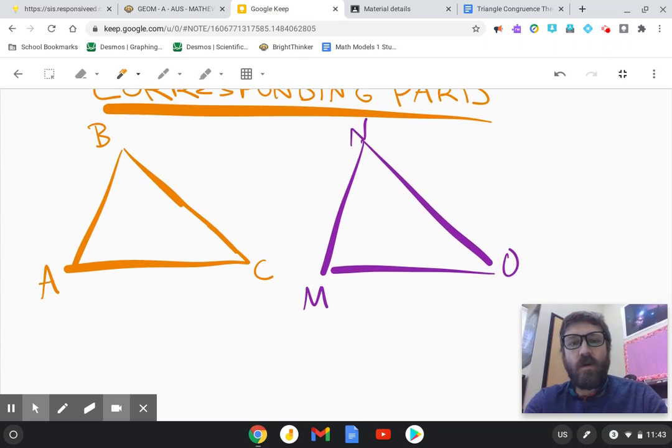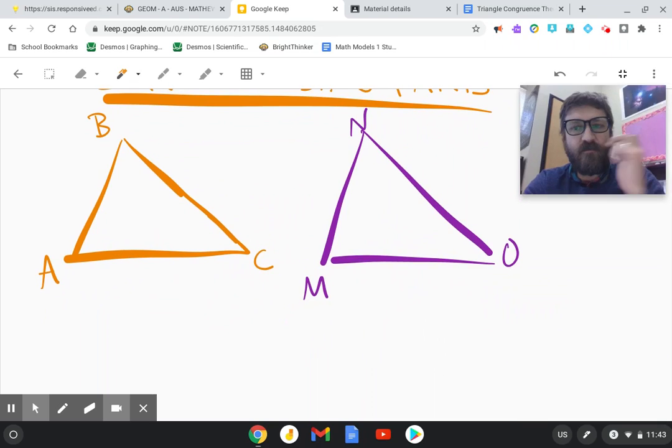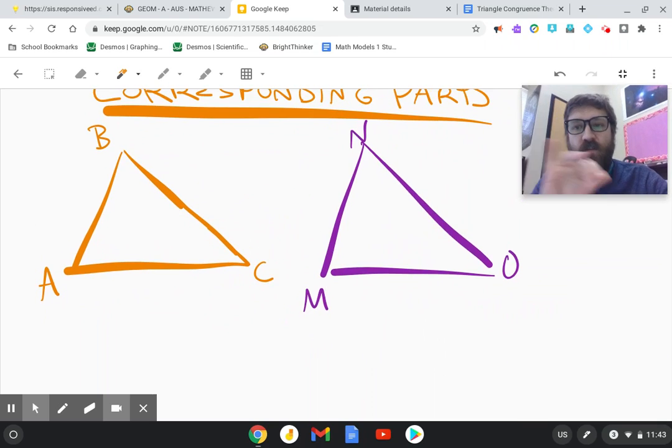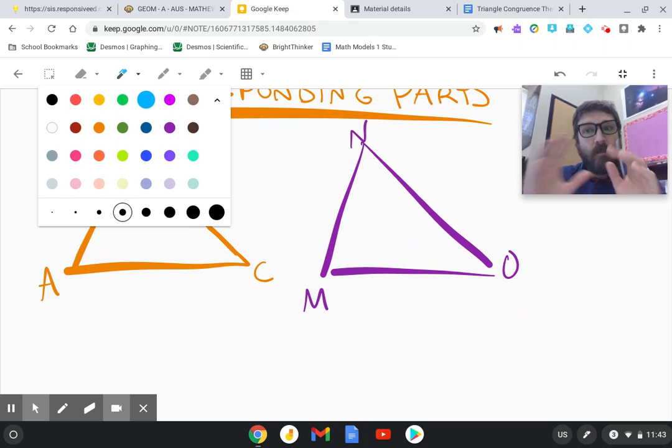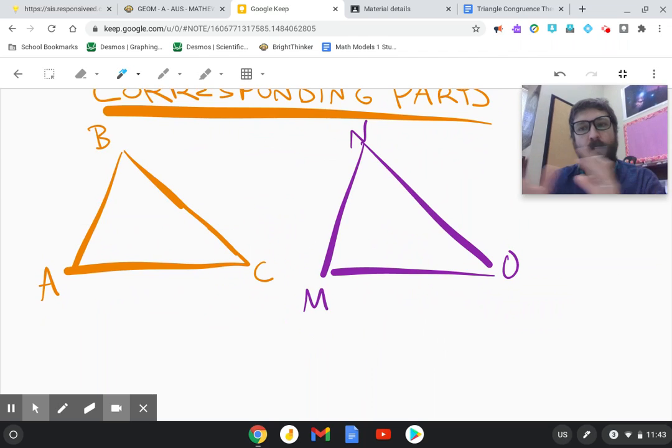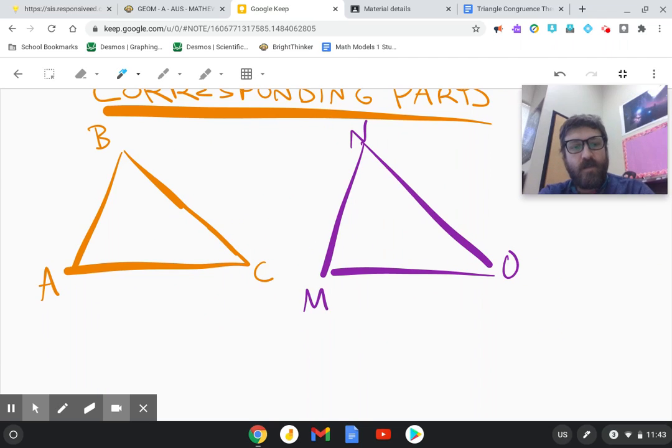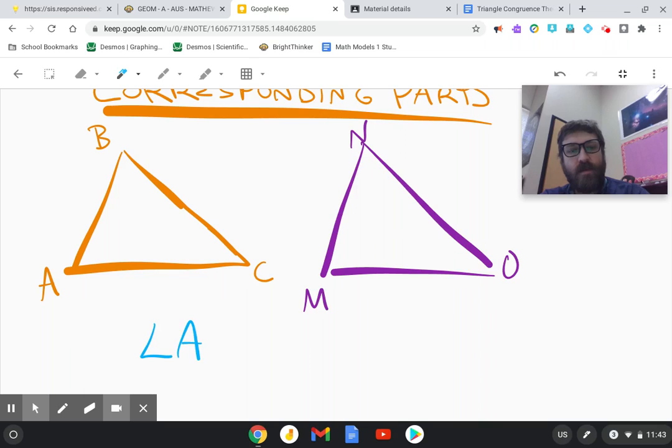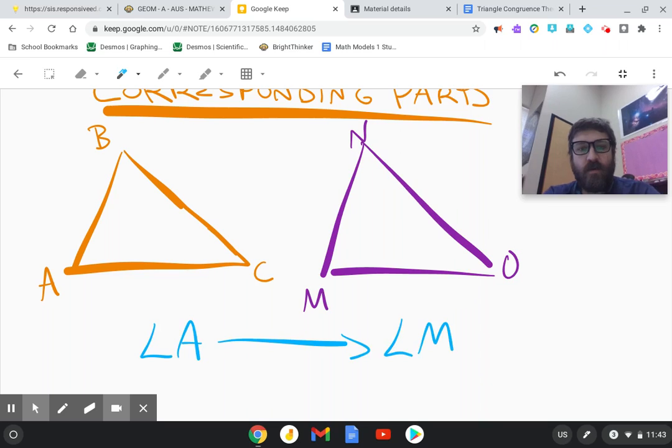When we say corresponding parts of triangles, we're referring to the idea that when I look at two triangles, I want to map them onto each other or connect the parts that are in similar locations. So for instance, angle A corresponds with angle M in the purple triangle, because A and M are located around the same corner of those two triangles because they're oriented the same way.